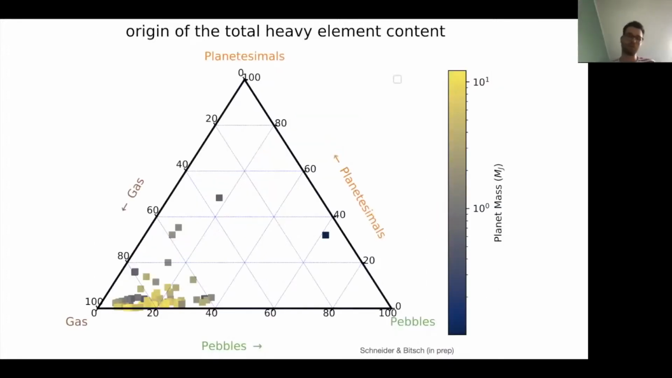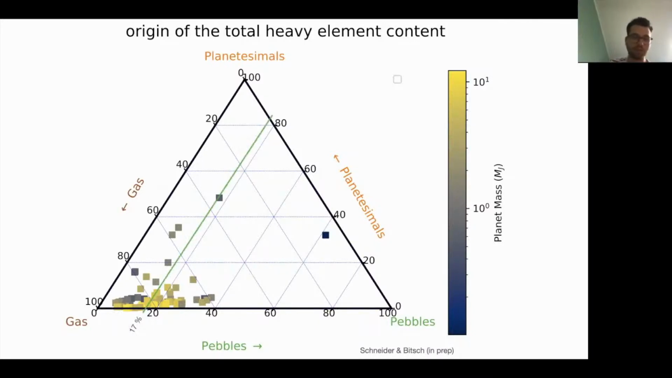Now I want to show you the same planets in a different manner. This is a ternary plot, which says that if you have a planet located here, you have 100% of heavy elements coming from the pebbles. Here you have 100% of the heavy elements coming from planetesimals, and here you have 100% of the heavy elements coming from the gas.